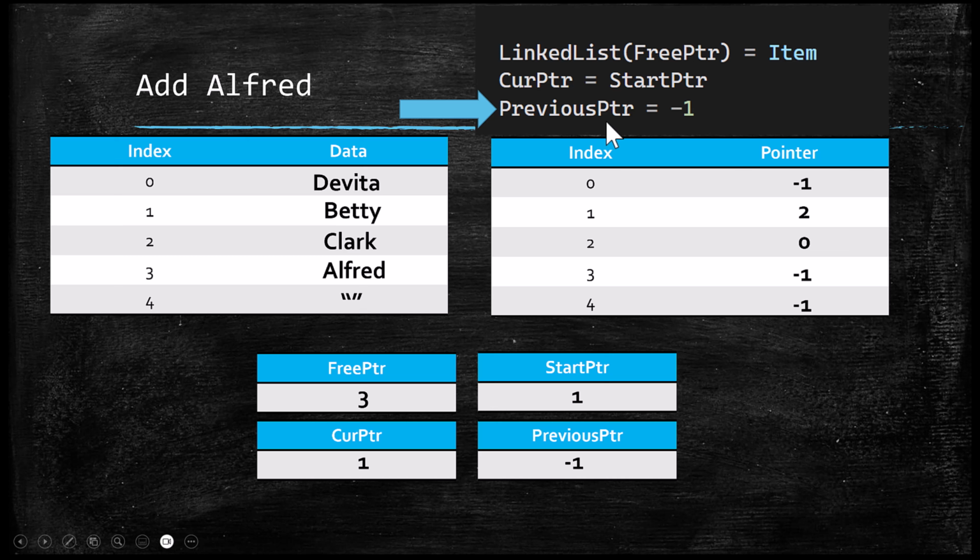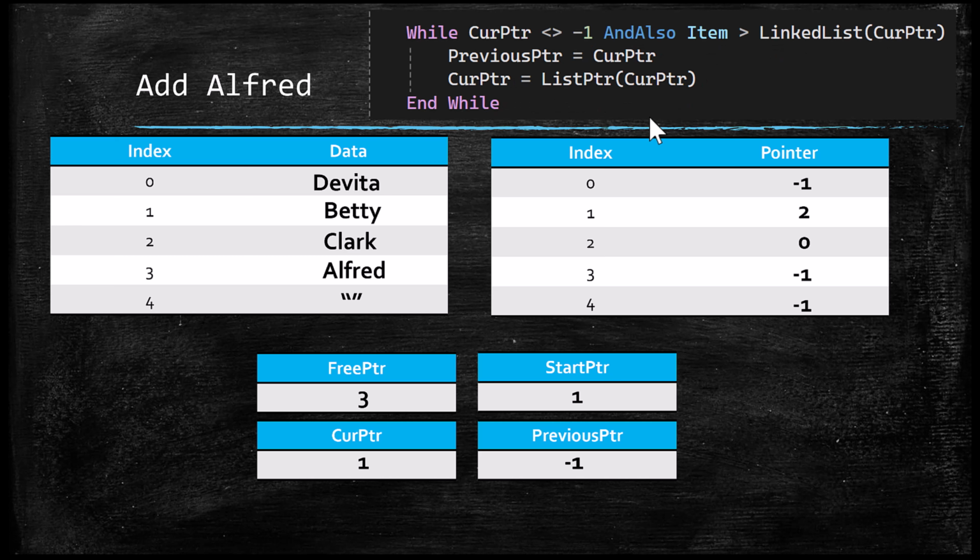The reason we want to set previous pointer back to -1 is in case it's going to be the first item. Alfred comes before Betty. So this is why it's important, and to make sure we're doing the first item. So while the current pointer is not equal to -1, it's not, it's 1 right now, and item Alfred is greater than our current pointer. Is Alfred greater than Betty? Alfred is not greater than Betty. This condition is not met, so we don't even enter the loop whatsoever.